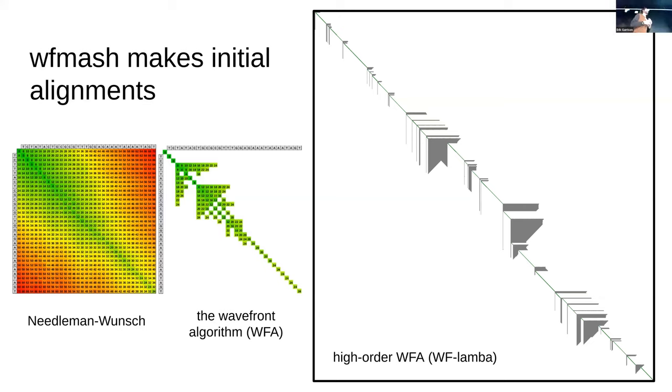Yeah. And the quirk we do is actually we don't align single bases. We align even bigger segments, like 256 base pairs by default. And we actually align those with sketches too. So we don't even think about the single bases. And this leads to what's called the high order WFA, or we call it WFlambda, because it involves a kind of callback function.